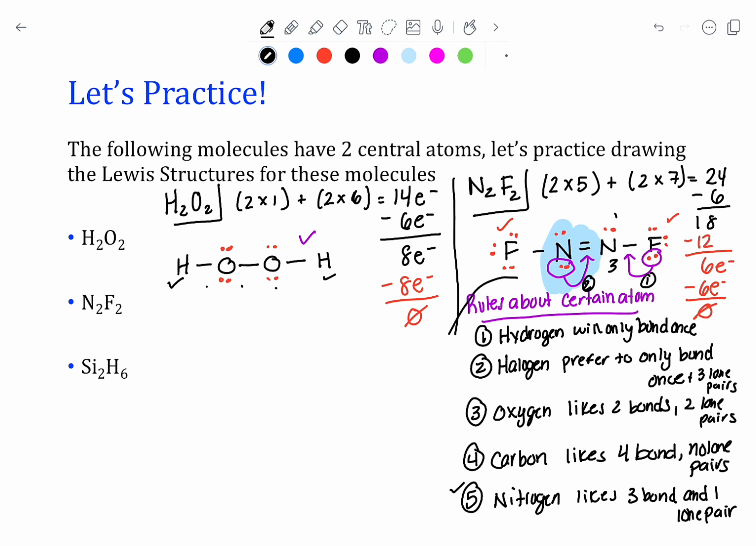Okay, so we follow just our general rules about certain atoms, and we say that the preferred structure would be, I'm going to draw this clearer down here, F, N, double bond N with an F. I have 1 lone pair on each nitrogen, 3 lone pairs on all of my fluorines, and everything has an octet, and this structure follows my rules of certain atoms. Are there exceptions to these rules?